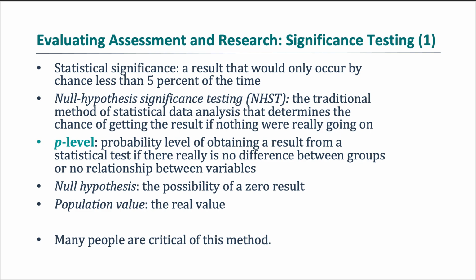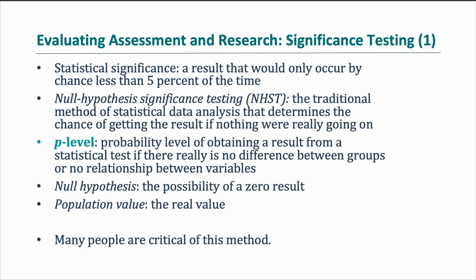What we do is create two hypotheses. We have a null hypothesis, which basically means that nothing's happening, and we have our experimental hypothesis, which means that we think this is going to be the outcome of doing this experiment or statistical analysis. Again, we're not going to go into the actual statistics here, but with null hypothesis significance testing, we're looking for what we call a p-value. That p-value is the probability of obtaining a result from a statistical test if there's no difference between the groups or no relationship between the variables.